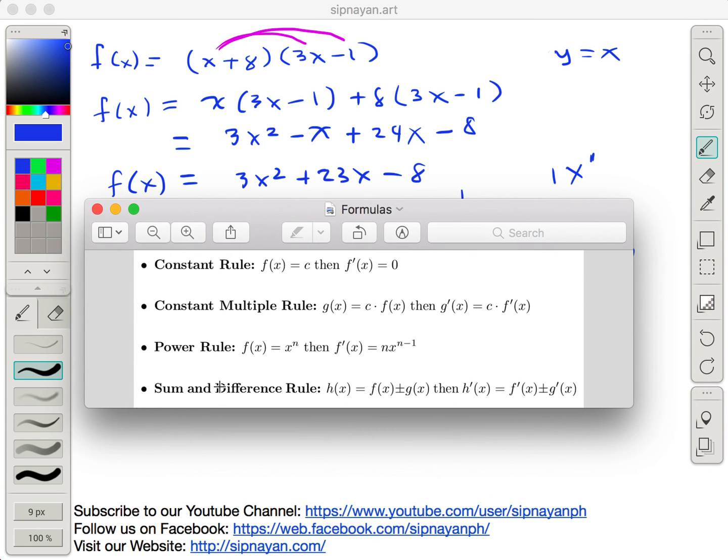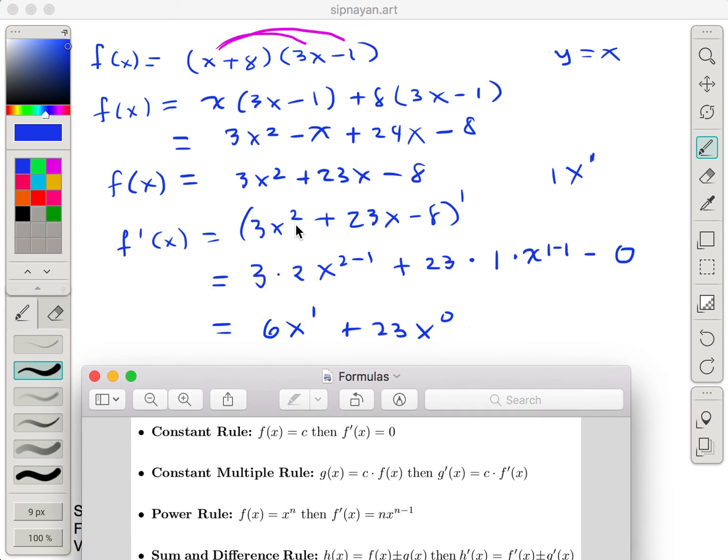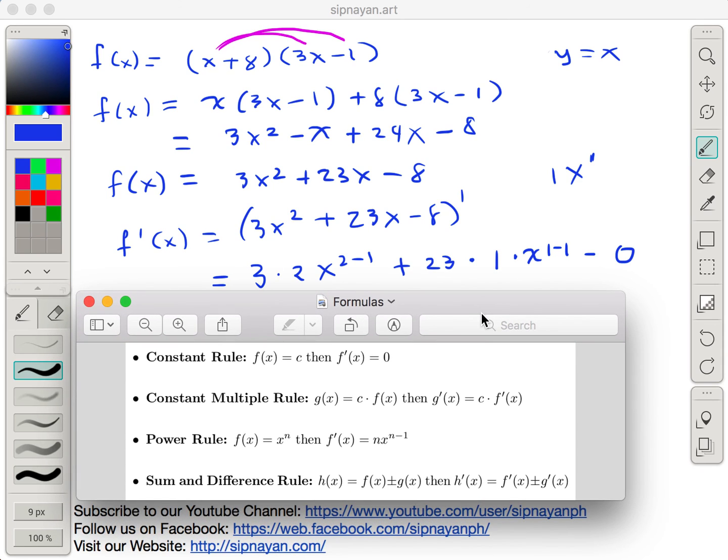Actually, nagamit natin to lahat, no? Yung constant rule sa pagkuha ng derivative ng 8. Tapos yung constant multiple rule sa pagkuha ng derivative ng 3x squared at 23x. Ganon din yung power rule sa pagkuha ng derivative ng x squared at ng x. And yung sum and difference rule ay pag kinuha mo yung derivative ng lahat ng expression na yan, you get the derivative by each expression. Yan lang yung sum and difference rule.